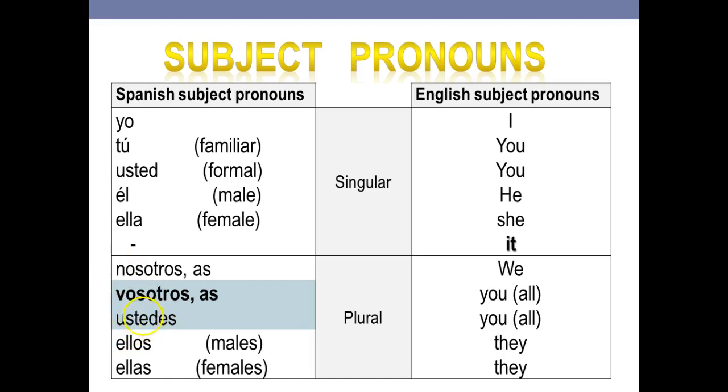Finally, we have the they in English. But in Spanish, we have they masculine and they feminine, and they are ellos and ellas. In summary, the subject pronouns in Spanish are yo, tú, usted, él, ella, nosotros, nosotras, vosotros, vosotras, ustedes, ellos, and ellas.